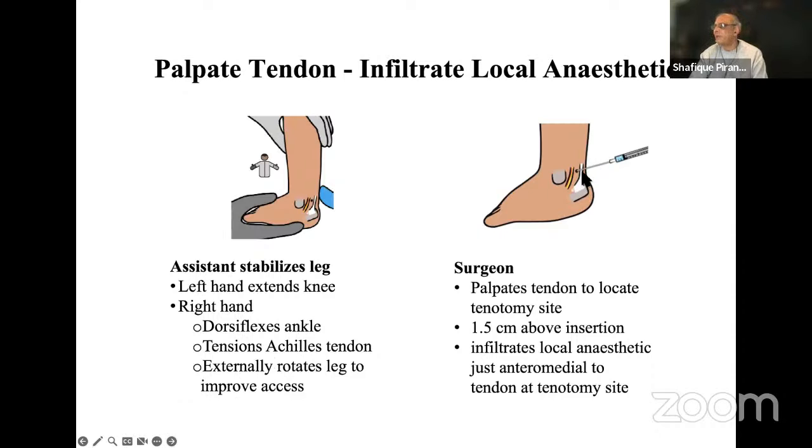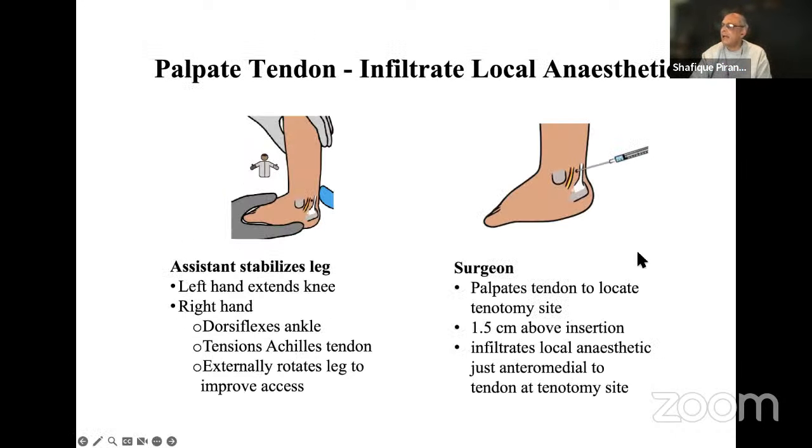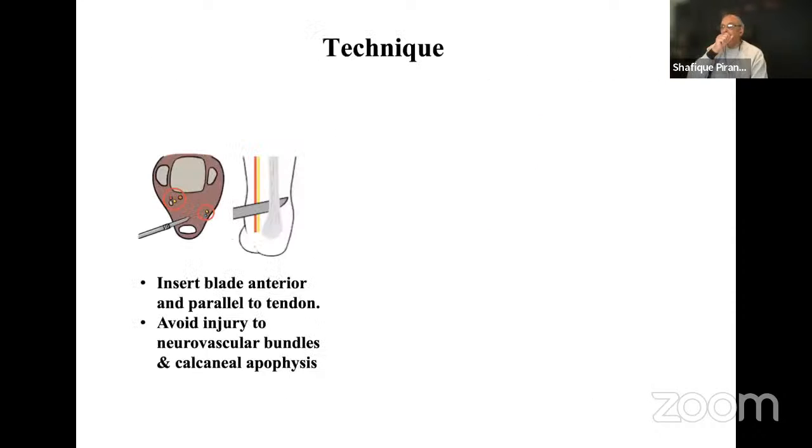The surgeon palpates the tendon and then inserts local anesthetic just medial to the tendon, and just a little bit, maybe just a quarter of a cc. Any more than that, and you'll be making the tendon less easy to palpate.